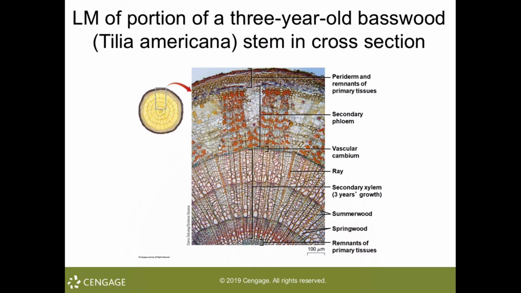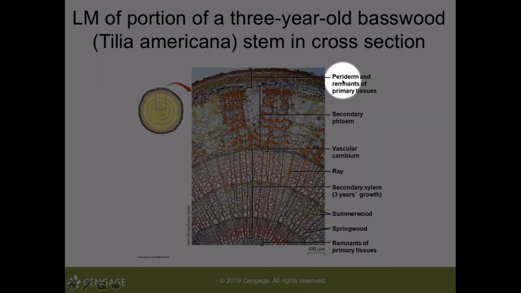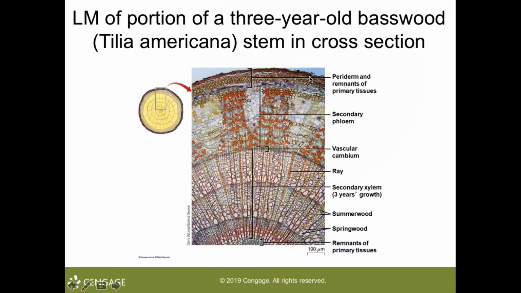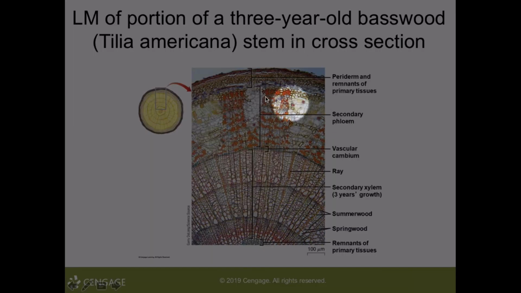And with this, what we have, I guess I'll go to the outside first. There is the periderm that's there with the remnants still of the primary tissues. So this is that periderm, the bark. And then just inside the periderm is where we get to that secondary phloem. You may wonder why I spend so much time here. You will see this on your test. This has been on both the lecture and lab tests.